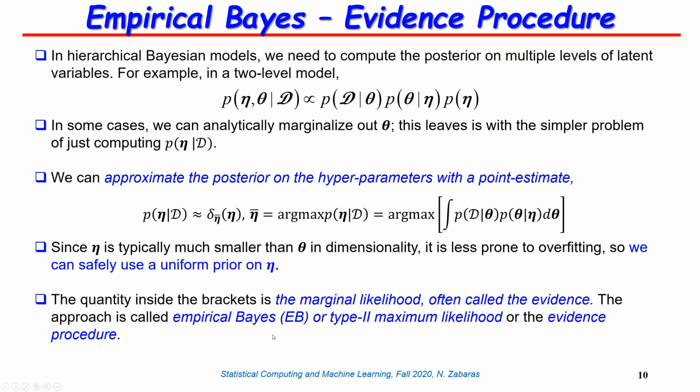So what is the Empirical Bayes? It is to fix your hyperparameters to a point estimate, where the point estimate is computed by maximizing the marginal likelihood.